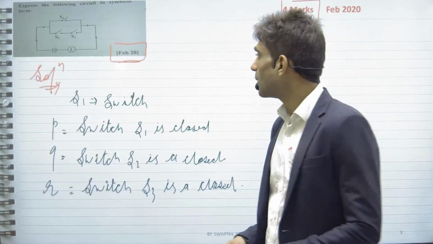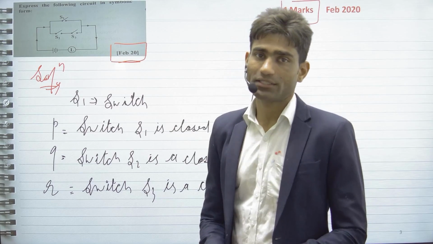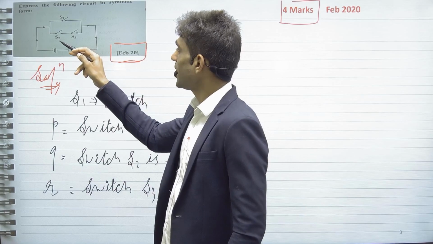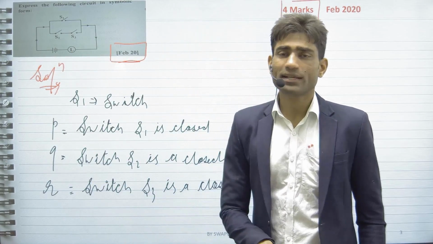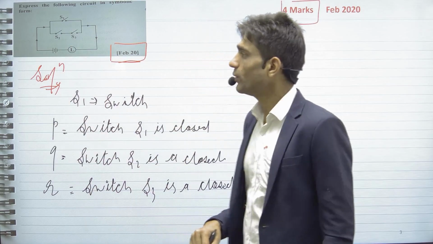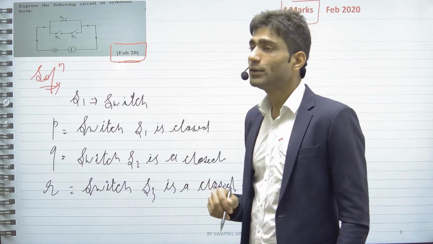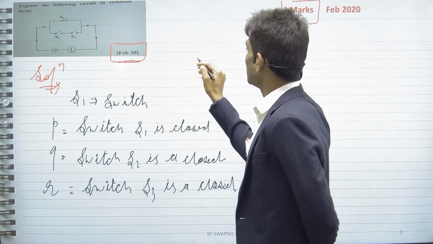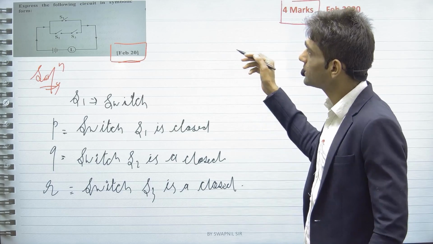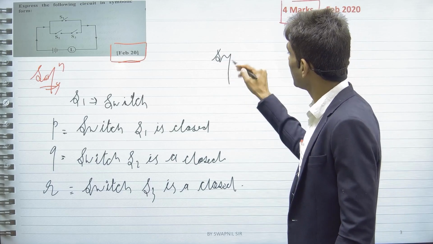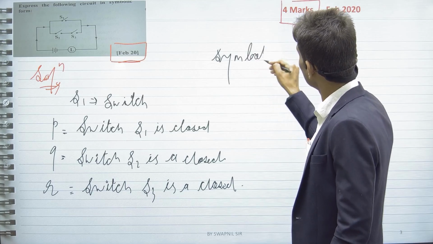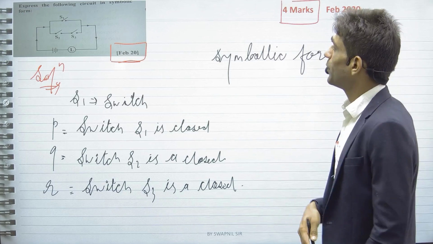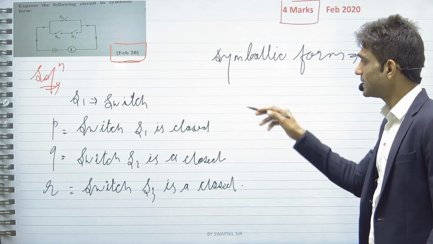Now think about their parallel and series connection. We have a parallel connection between S1 and S2, S3, and a series connection between S2 and S3. When we have a series connection, take 'and' between them, and when we have a parallel connection, take 'or' between them. Now write the symbolic form directly.